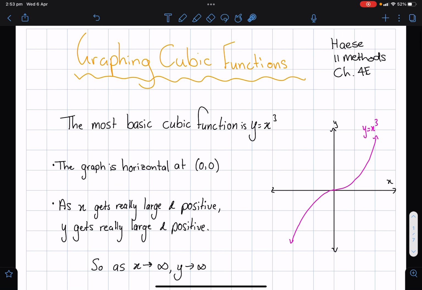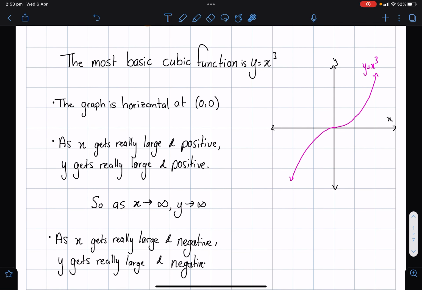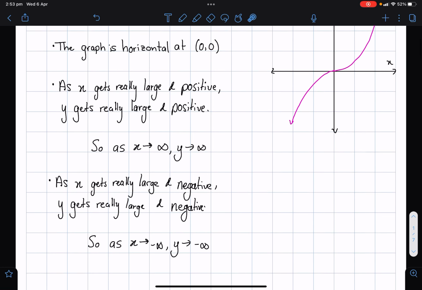So we write as x tends to infinity, so as x gets really big, y also gets really big, so y tends to infinity. We can also say that for the negative version, so as x gets really large and negative, so as x keeps going along to the left of the x-axis, y gets really large and negative as well. So as x tends to negative infinity, y will also tend to negative infinity.